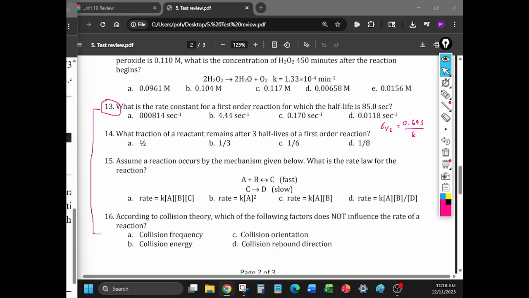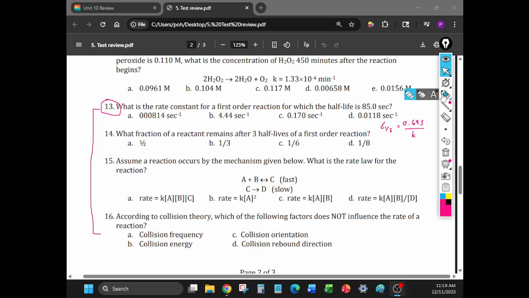It's how they collide versus how they rebound, how they bounce off each other. Okay, so for number 13, you just need to plug in your value. If you rearrange it, you are solving for K, right? Because you're looking for the rate constant. So K is equal to 0.693 divided by the half-life, which is 85 seconds.